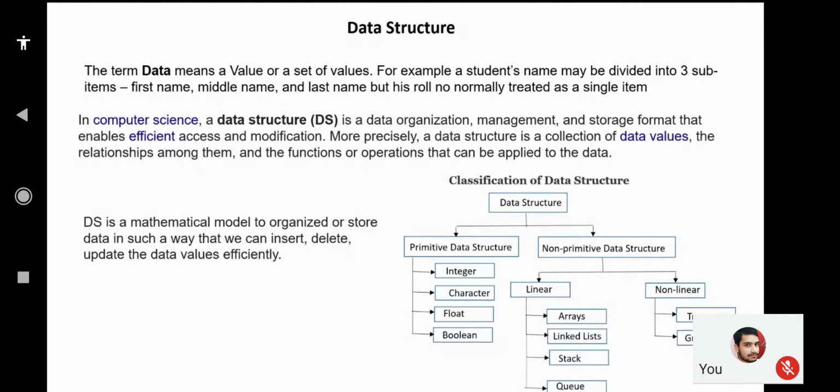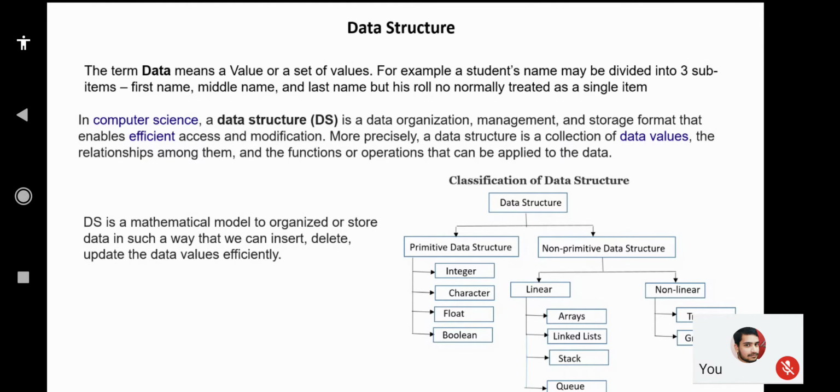Now, next, classification of data structure, which is very important. So basically, we can classify data structure into two categories. First one is primitive data structure. Everyone knows primitive data structures. The examples are integer, character, float, and boolean. And the second one is non-primitive data structure. And in this semester, we'll basically discuss all the non-primitive data structures.